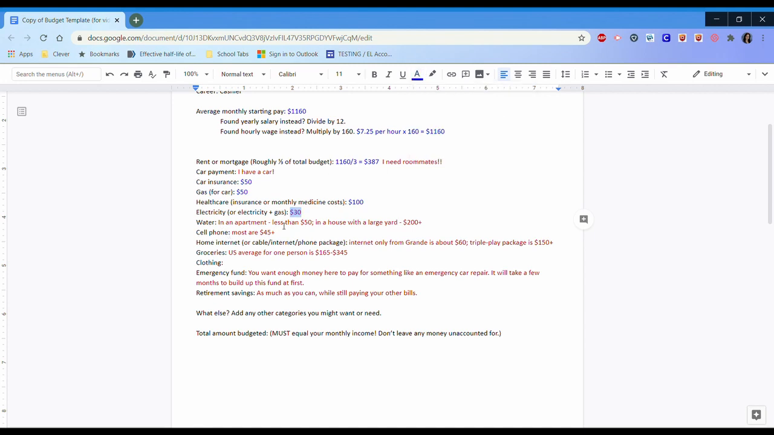Same with water. In an apartment, it's not going to cost that much unless somebody's wasting water. In a house with a really huge yard, it could be $100, $200 and up from there, depending on the size of the yard, and if you have sprinklers and all that stuff. So let's say for our example here, again, we've got our roommates, and maybe we're paying $10. Some apartments will include these bills in the rent too. Cell phone, you can get some unlimited plans these days for $45, so let's just go with that.